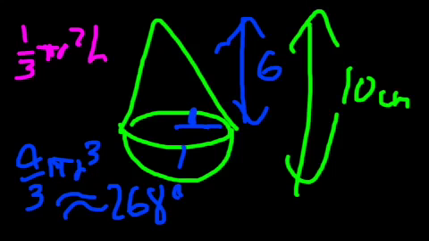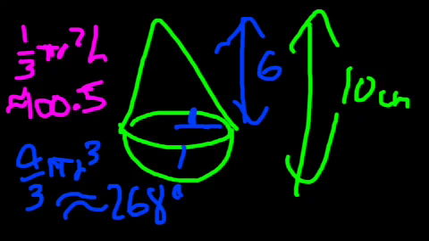So on my calculator, this is equal to 1/3 times pi button times radius squared. Radius is 4 squared times the height, which is 6. That comes out to approximately 100.5, or 100.1. So then we just add these up.